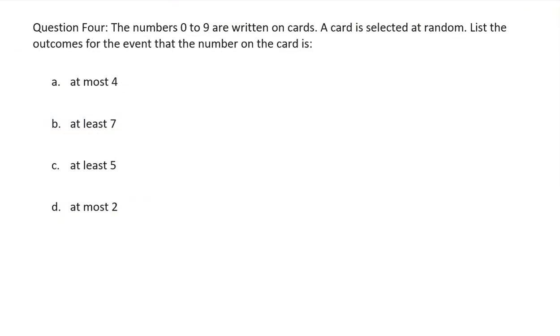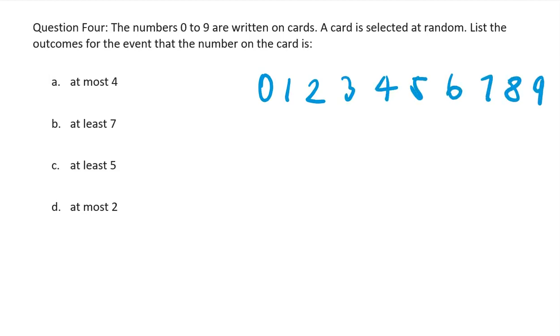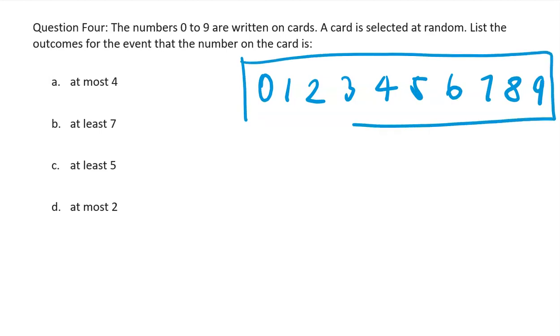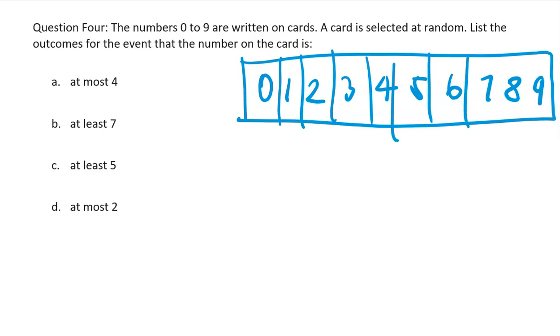Question 4. Can you go ahead and have a go at this by yourself, please? And then you can watch the video. The numbers 0 to 9 are written on cards. So we've got cards, and they have the numbers 0, 1, 2, 3, 4, 5, 6, 7, 8, 9 on them. Okay, so there's 10 cards. They've all got a digit on them. Each digit's different. The numbers 0 to 9.